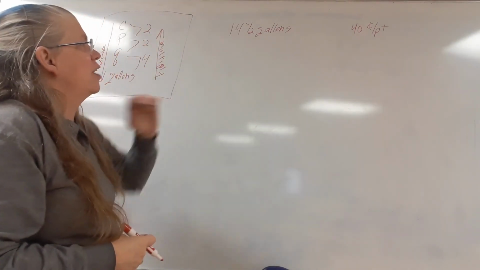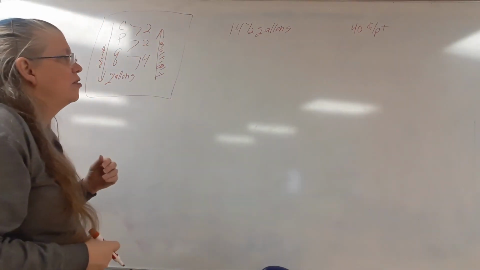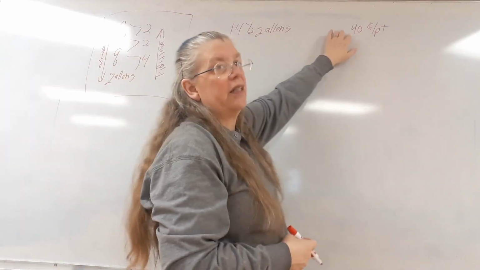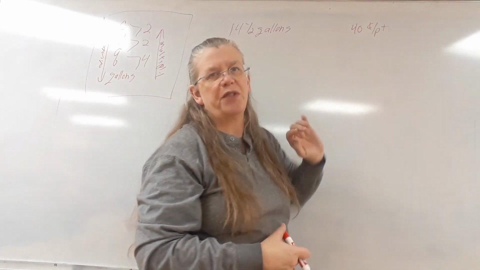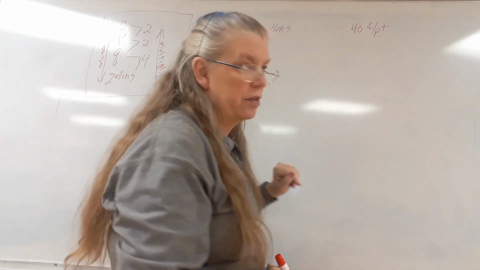Okay, so we need to change gallons into pints. And then we got to multiply it by this. Okay, remember the pint is on the bottom. We want it to cancel. That'll give us the number of cents, which we can change to dollars.